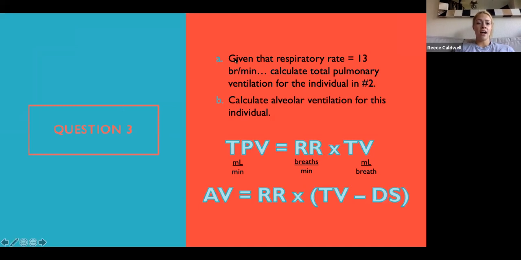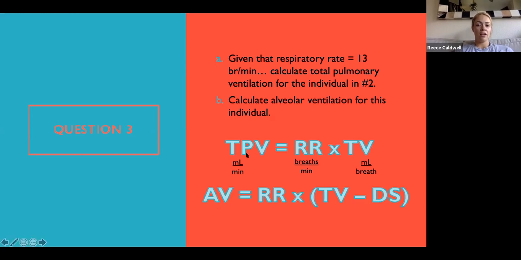So lastly, we have two equations that you do need to memorize for exam 4. Make sure you have these equations memorized, and they're pretty simple. So let's walk through them. First, we have total pulmonary ventilation, and then second, we have alveolar ventilation. Total pulmonary ventilation is looking at the amount of air that we bring into the respiratory system, whereas alveolar ventilation is looking at the air that we just bring into the alveoli.